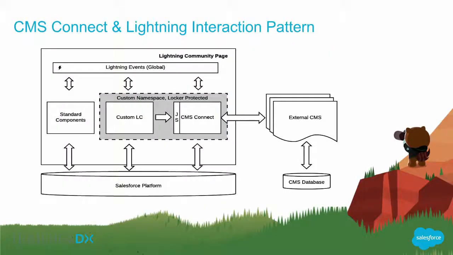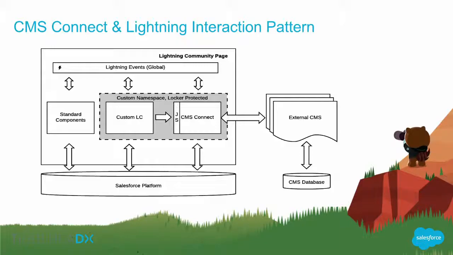In this slide, we are going to talk about the interaction patterns. The CMS Connect component, even though it's a standard component that comes with communities, behaves slightly differently than a standard component. The content that loads with the CMS Connect component, whether it's the JavaScript files or the HTML, is loaded in a custom namespace. Even though the component loads in the standard communities namespace, the content within it loads in a custom namespace.